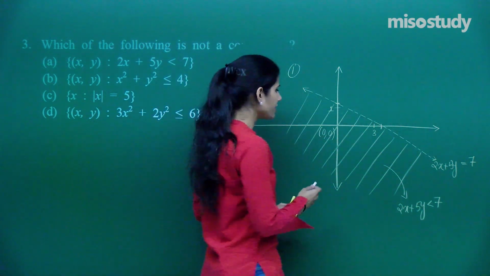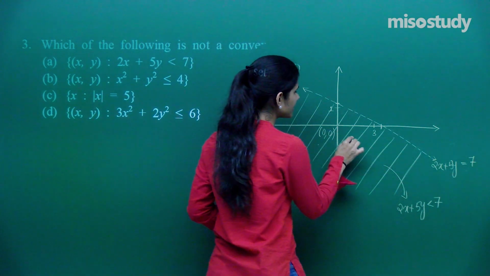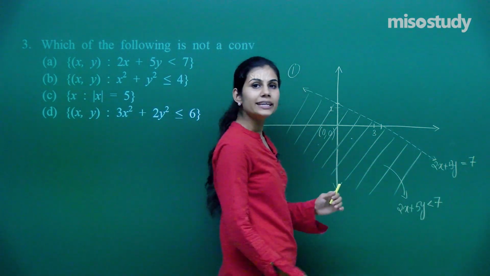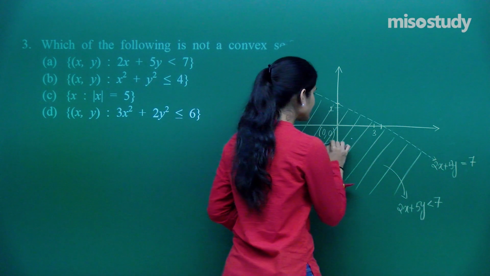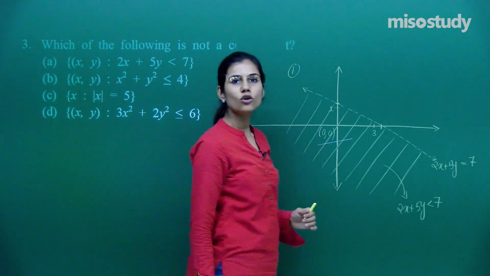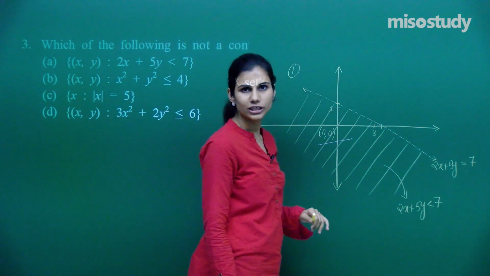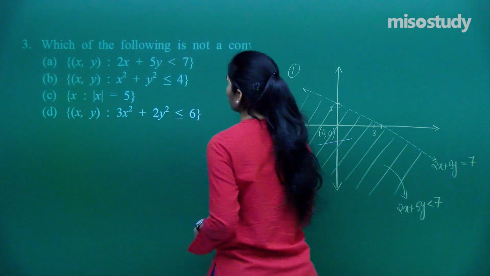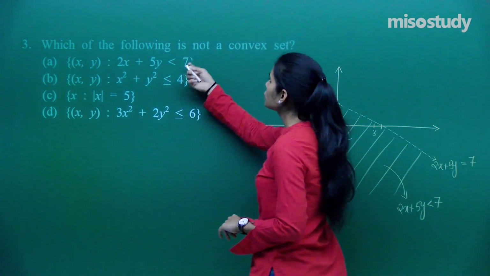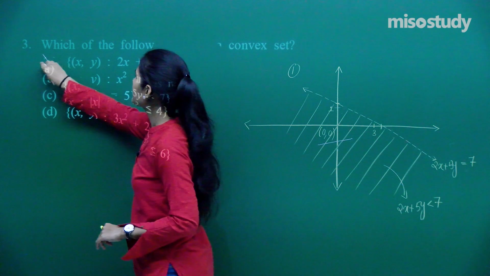Yes, of course it's a convex set, because you pick up any 2 points in this region. Anywhere you pick up any 2 points in this region, the line segment joining them is always going to lie in the same region. So this is definitely a convex set. I have to find out which one is not a convex set. This is a convex set.